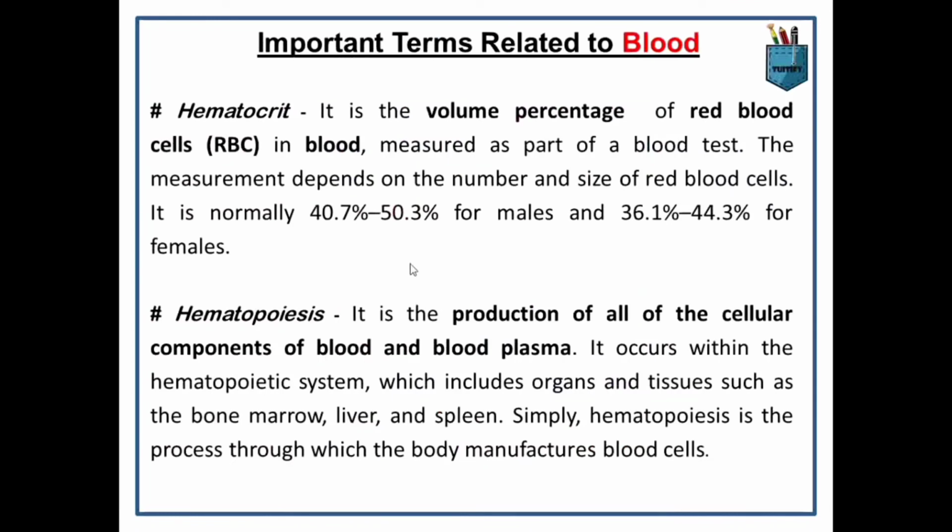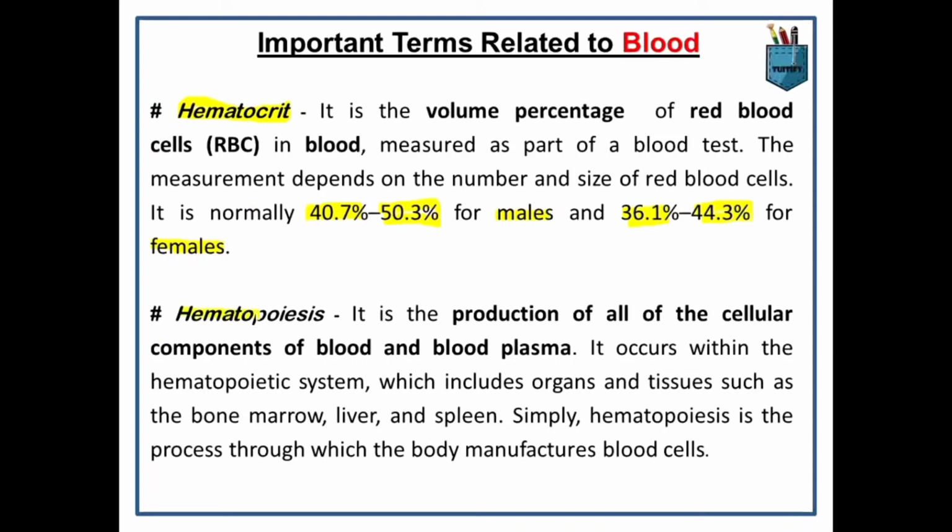Now coming to some important points related to blood. The main topic is hematocrit, which is the volume percentage of red blood cells in blood. This is measured as a part of a blood test, and the measurement depends on the number and size of red blood cells. It is normally 40.7% to 50.3% for males and 36.1% to 44.3% in females. So this is the volume percentage of RBCs in blood.